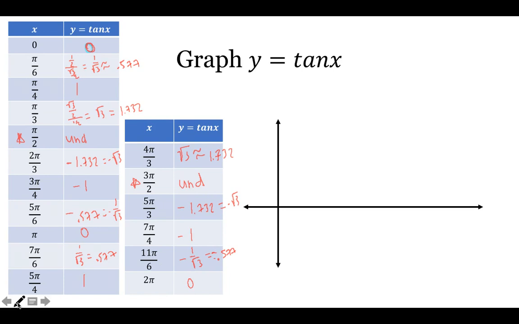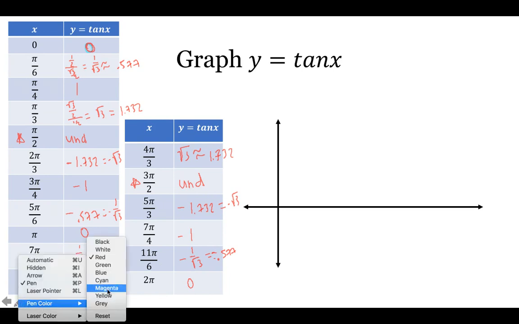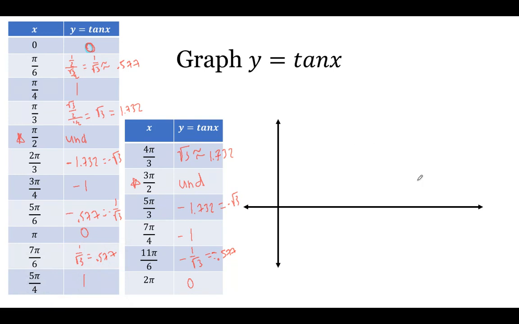And then let's sketch this. So I'm going to actually start with the asymptote. Well, you know what? I'm going to start by drawing all of these in. So I'm going to go to 2 pi. So let's break this up. So here's pi. Here's pi over 2.